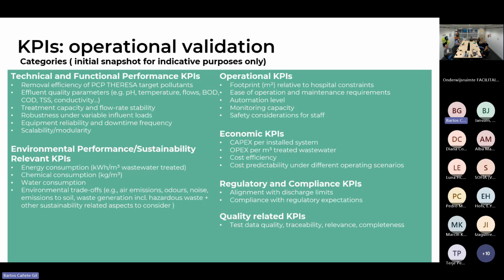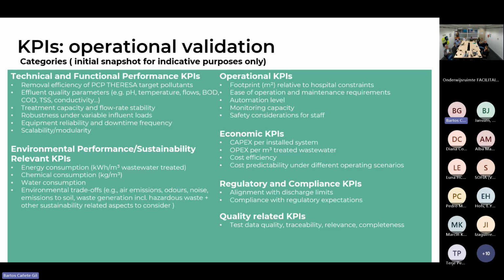type of aspects. Operational KPIs that will be related to the constraints and limitations and needs of the hospitals. First of all, related to the size of the installation, the footprint, how easily this installation can be operated, what are the maintenance requirements, what is the automation level, so that it requires minimum effort for running, the monitoring capacity, and also the safety considerations for the staff.